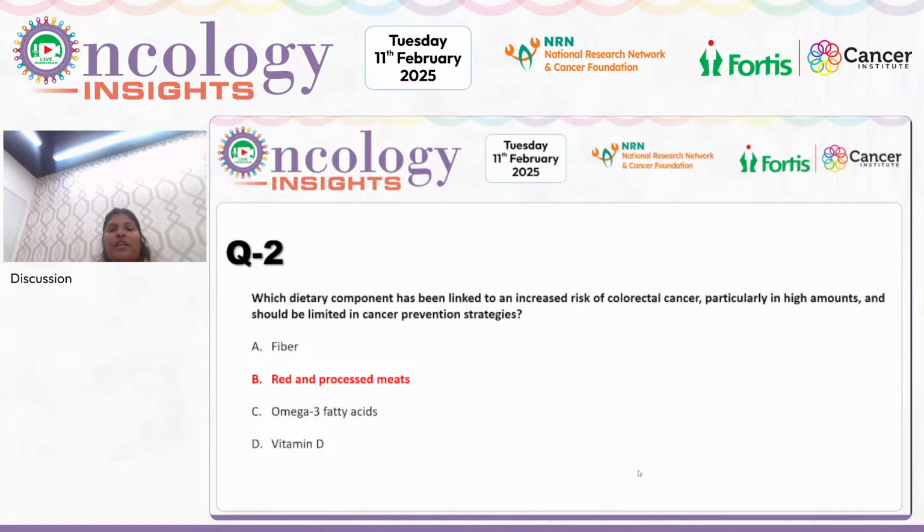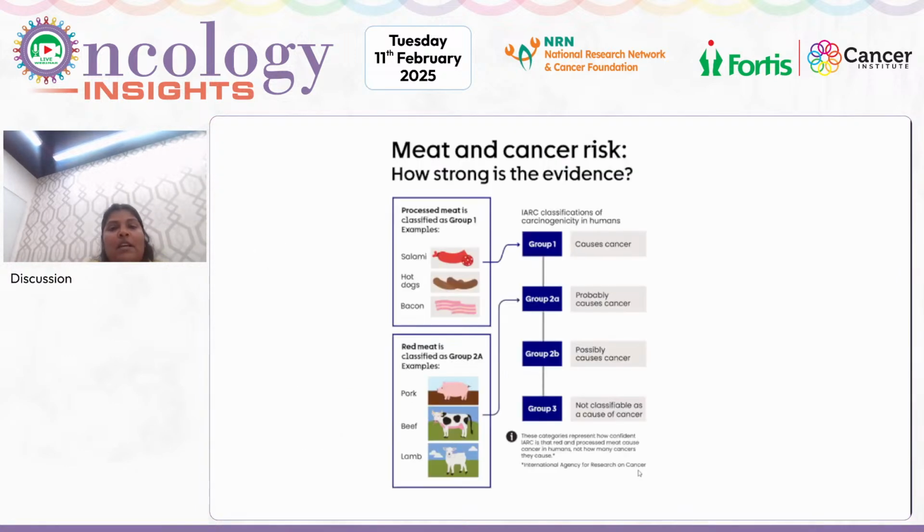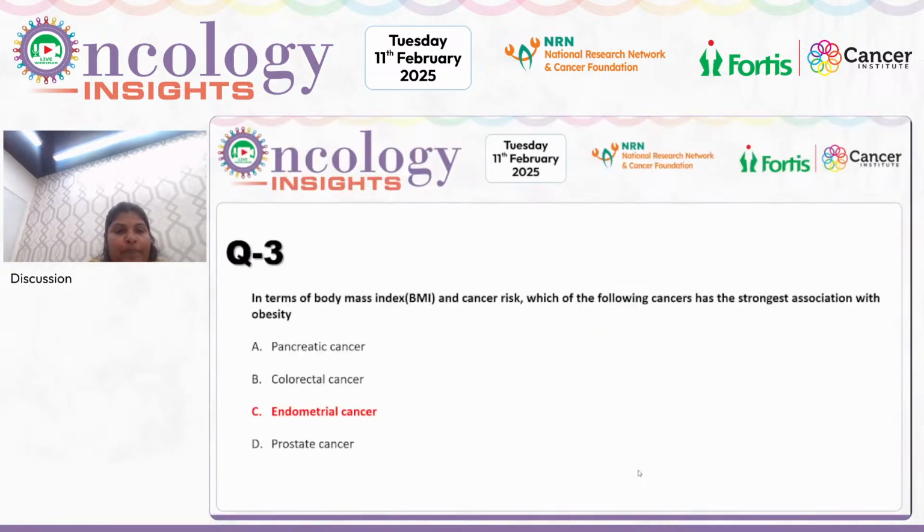Which dietary component has been linked to an increased risk of colorectal cancer, particularly in high amounts, and should be limited in cancer prevention strategies? It is red and processed meat, which is proven to cause cancer. Processed meat has been classified under group 1 carcinogens, and red meat under group 2A.